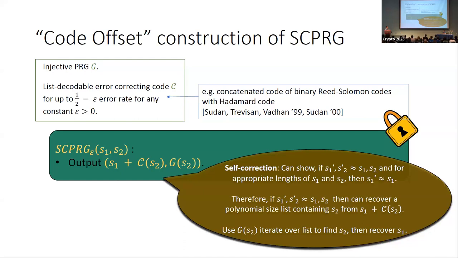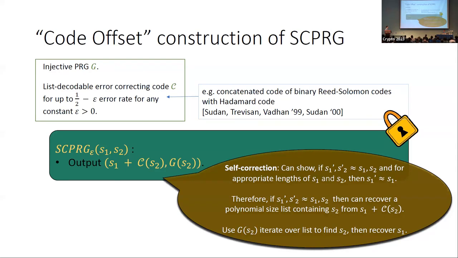And why does self-correction work? Well, if the original seed is close to a guessed seed prime, so S1 prime, S2 prime, then for appropriate lengths of S1 and S2, you can show that just the first portion will be close. And if the first portion is close, then you can get a polynomial sized list containing S2 from S1 plus C of S2 by running the list decodable recovery algorithm.